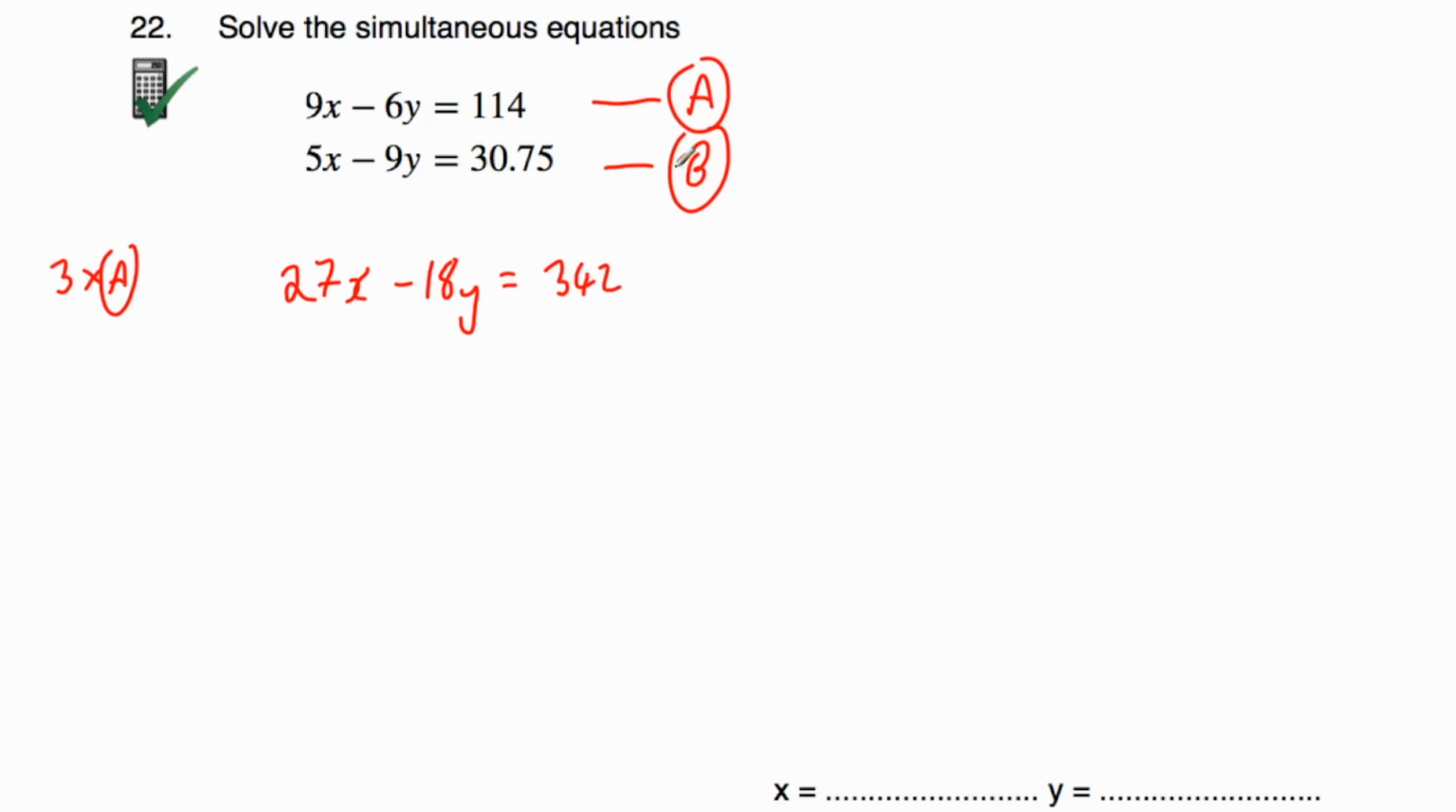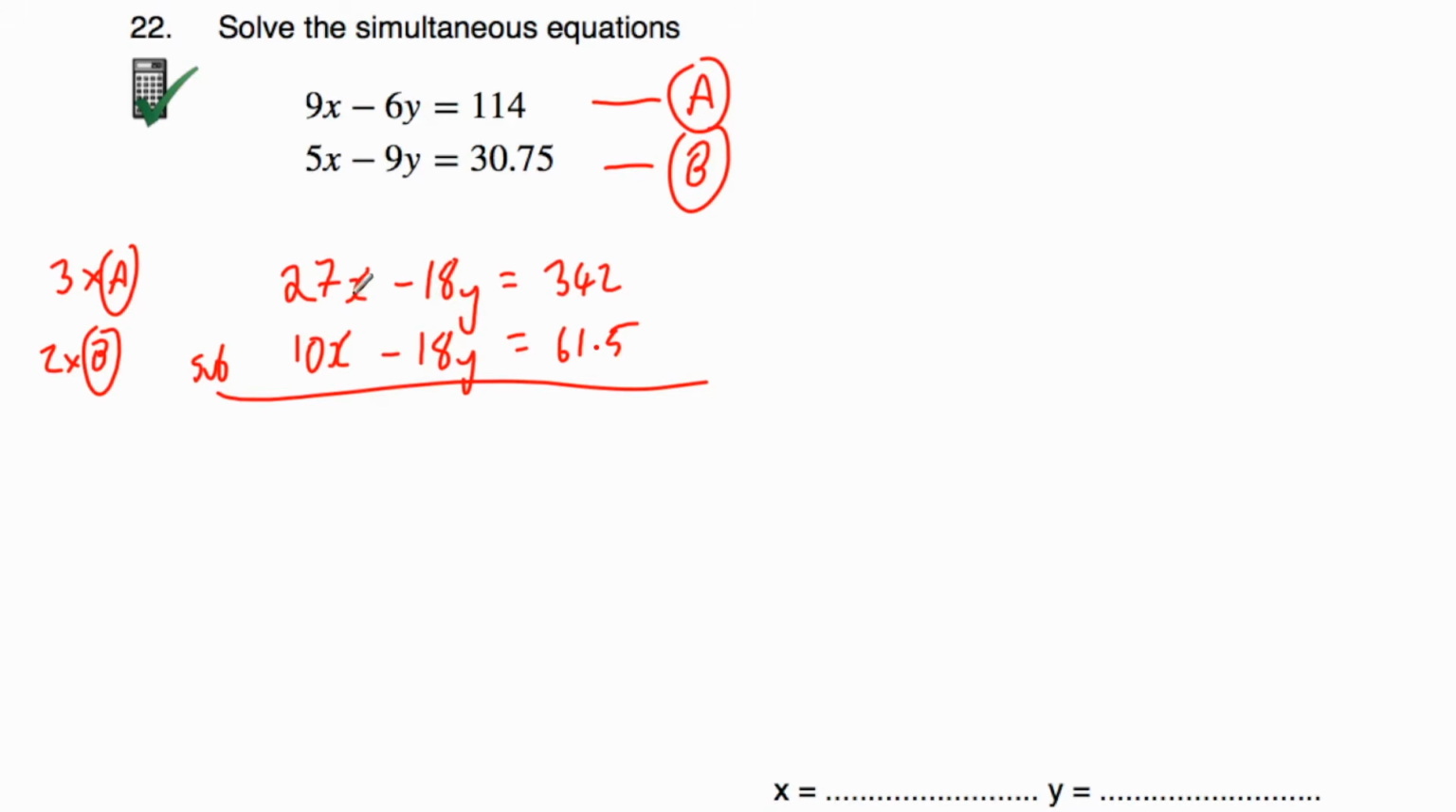Now we're going to multiply equation B by 2, so 2 times B, and see what we get. So whenever we multiply all this by 2, we're going to get that's equal to 10x minus 18y equals 61.5 whenever you multiply 30.75 by 2. Now whenever we subtract these equations from each other, they will cancel out because minus 18y minus 18y will be minus 18y plus 18y, which is 0.